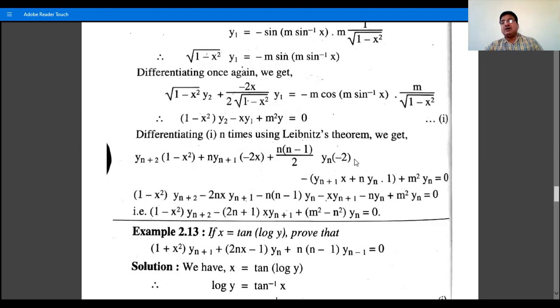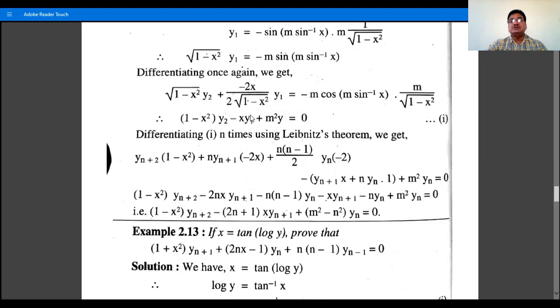And the next term is what? nC3 u(n-3) v3, and that v3 is 0 because the third order derivative of 1 minus x square is 0, and so the remaining terms are 0. So this is the first term, this is the second term, and this is the third term. These three terms are the nth order derivative of 1 minus x square y2 by using Leibniz theorem.